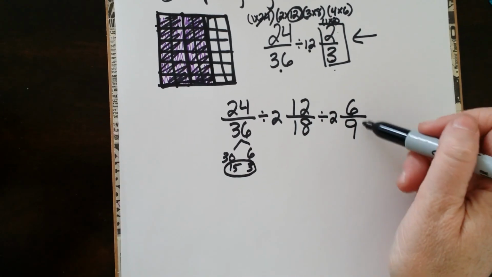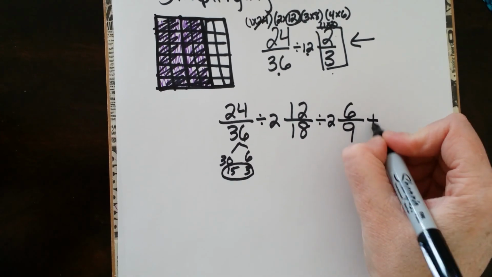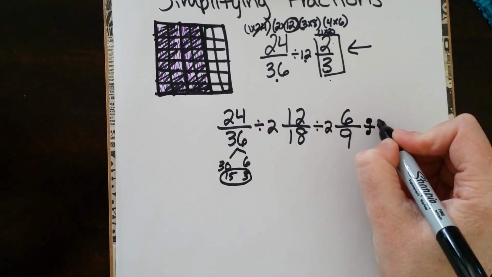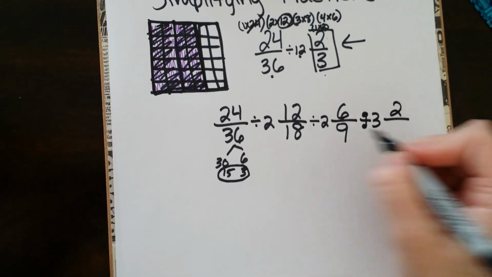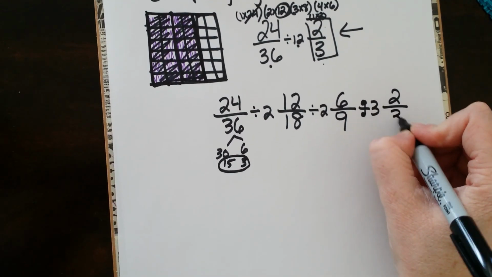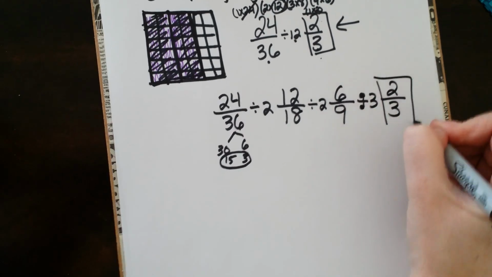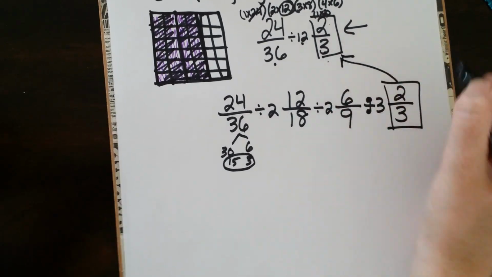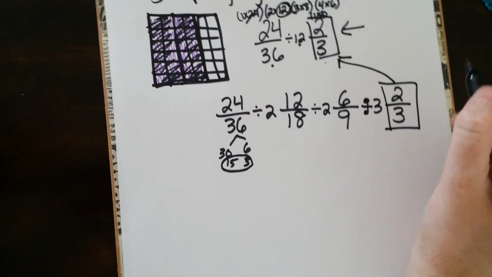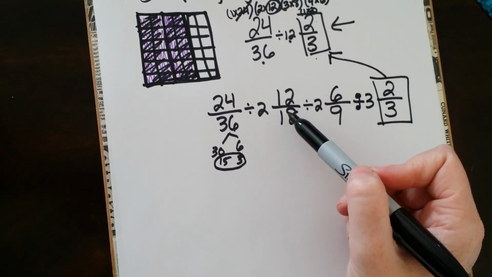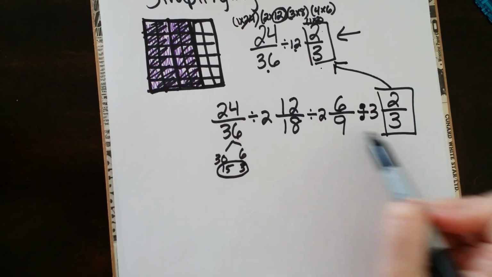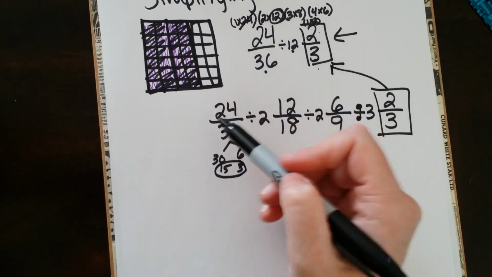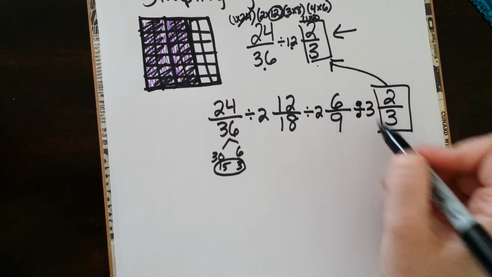Is there anything that can go into both of those? Yes. Whoops. 3 can. 6 divided by 3 is 2. 9 divided by 3 is 3. We still end up with the same answer. It just took us more steps. Now, remember, just because it takes more steps doesn't make it harder. For some of you, this would have been the easier way to go than this up here. You still end up with the same answer.